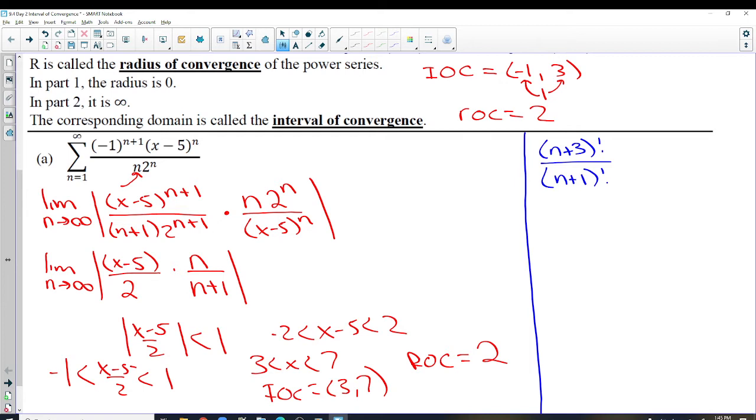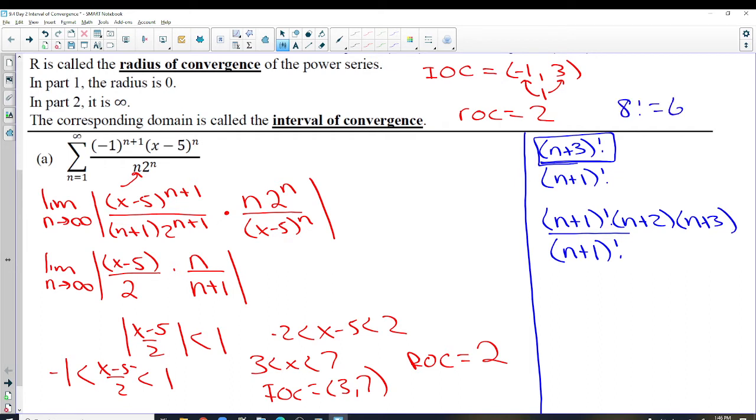And what you want to try to do is make both of these the smallest value. So we'll make the top n plus 1 factorial, we'll make the bottom n plus 1 factorial, and then I got to make n plus 3 factorial. So that's times n plus 2 and times n plus 3. For example, 8 factorial is 6 factorial times 7 times 8. Would you agree with that? So to make n plus 3 factorial, I can go n plus 1 factorial times another one times another one. That's n plus 3 factorial. So those cancel, and what remains is n plus 2, n plus 3.